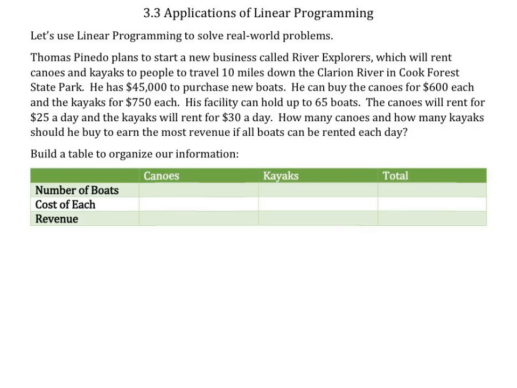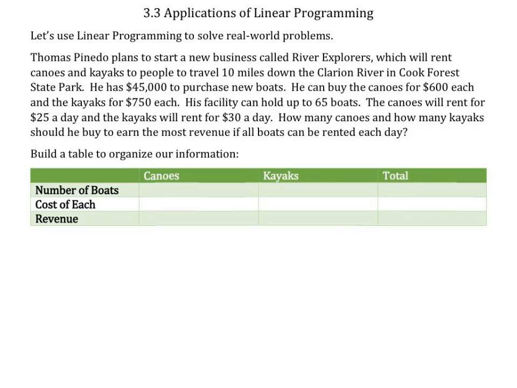Thomas Pinedo plans to start a new business called River Explorers, which will rent canoes and kayaks to people to travel 10 miles down the Clarion River in Cook Forest State Park. He has a total of $45,000 to purchase new boats. He can buy the canoes for $600 each and the kayaks for $750 each. His facility can hold up to 65 boats. The canoes will rent for $25 a day, and the kayaks will rent for $30 a day. How many canoes and how many kayaks should he buy to earn the most revenue if all boats can be rented each day?